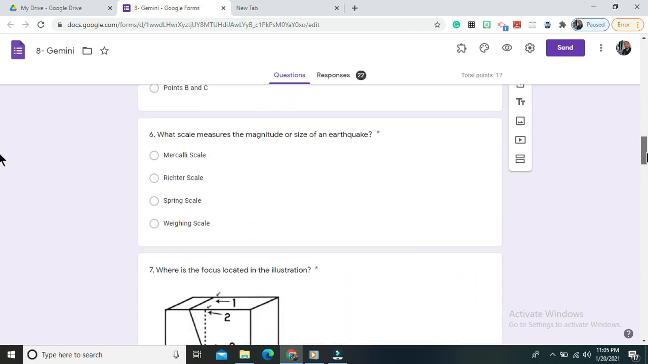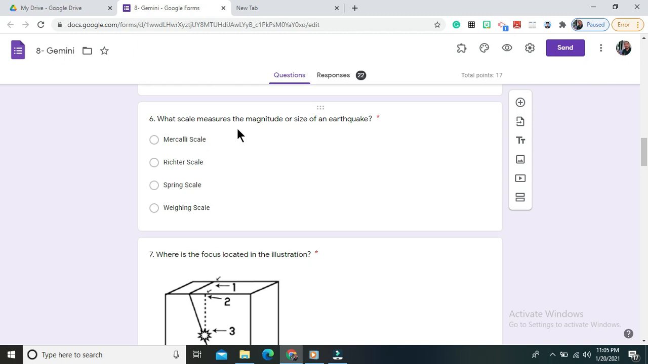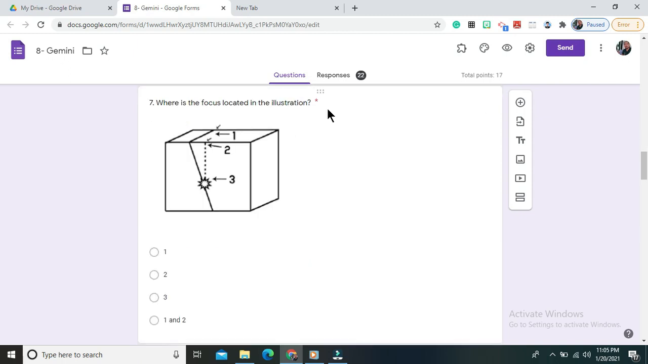Question number 6. What scale measures the magnitude or size of an earthquake? The correct answer is Richter scale. Question number 7. Where is the focus located in the illustration? The correct answer is 3.